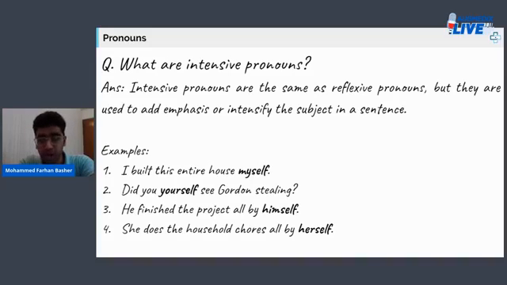He finished the project all by himself. Again, in this sentence as well, there is an emphasis, an intensification on the subject that he himself did something. He finished the project all by himself. Now, she does the household chores all by herself. Again, another emphasis, another intensification on the subject, that the subject herself does household chores all by herself, right? Okay, I hope this is clear.